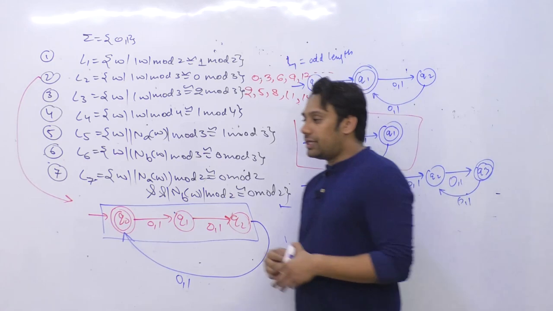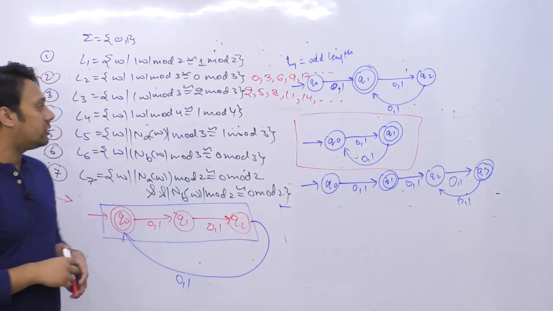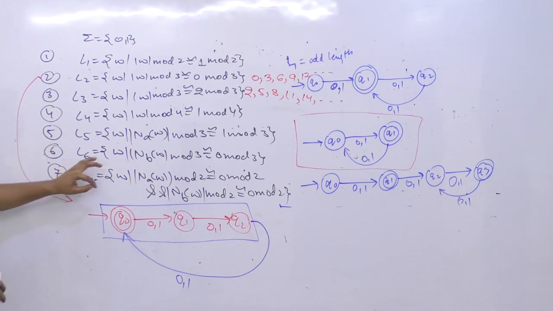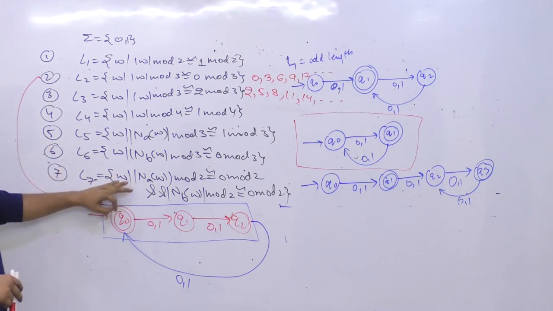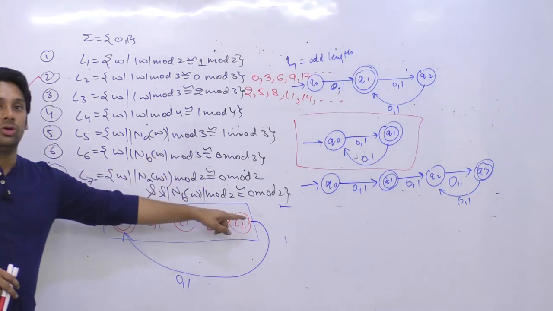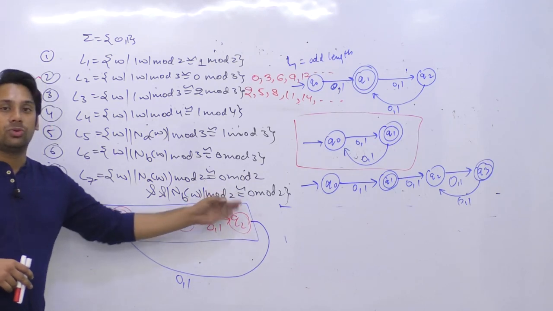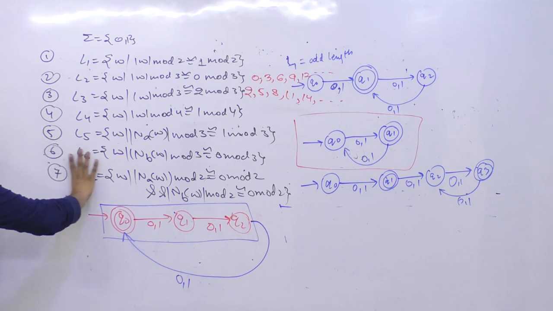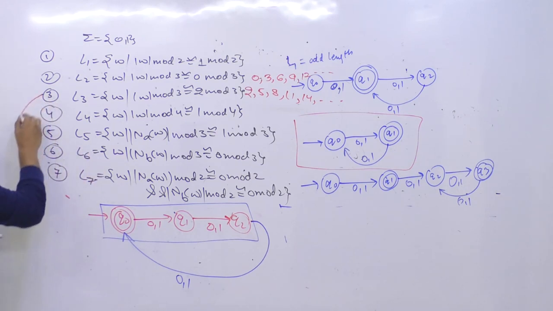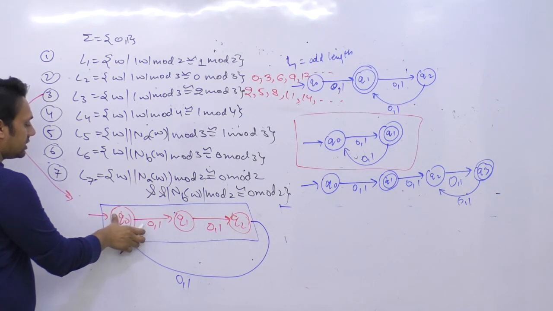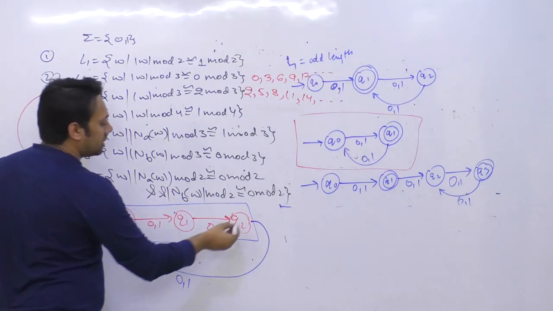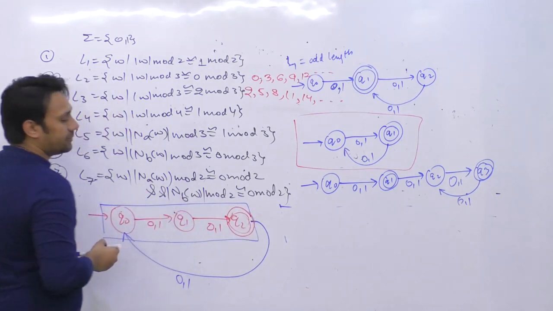Okay? So to create a finite automata for problem number 3, all you have to do is identify that we do not accept length 0, we do not accept length 1, but we accept length 2 and whatever multiples follow. If you want to change the diagram from problem number 2 to problem number 3, you have to remove Q0 from being a final state. All you have to do is make Q2 a final state.